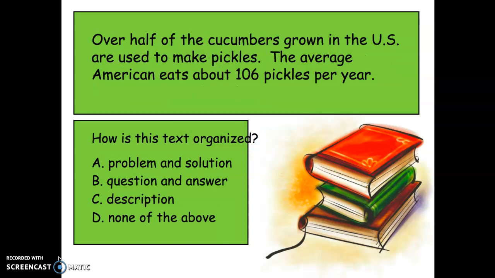Over half of the cucumbers grown in the U.S. are used to make pickles. The average American eats about 106 pickles per year. How is this text organized? Is it A, problem solution, B, question and answer, C, description, or D, none of the above? Please pause and consider what the appropriate answer would be.